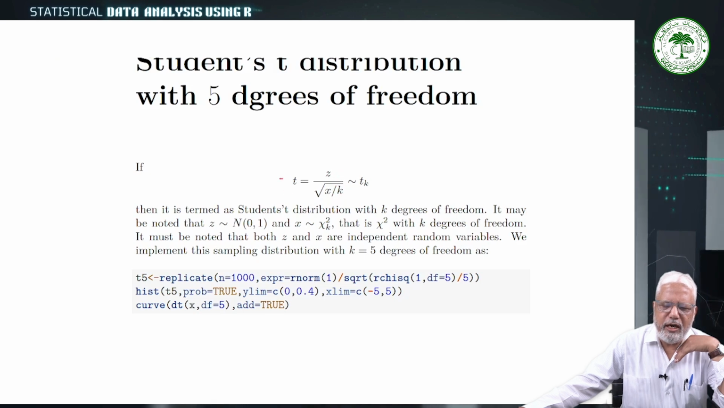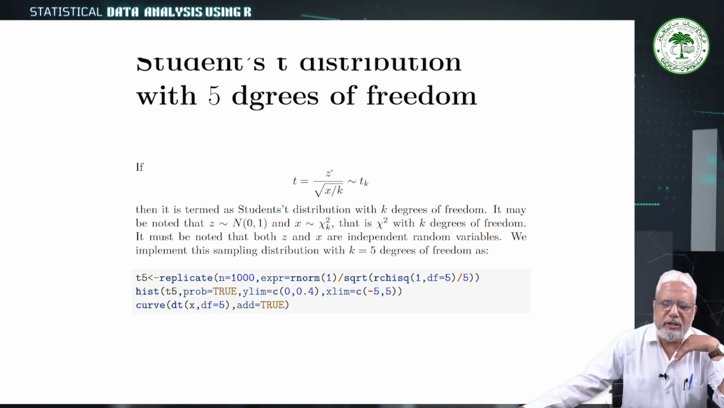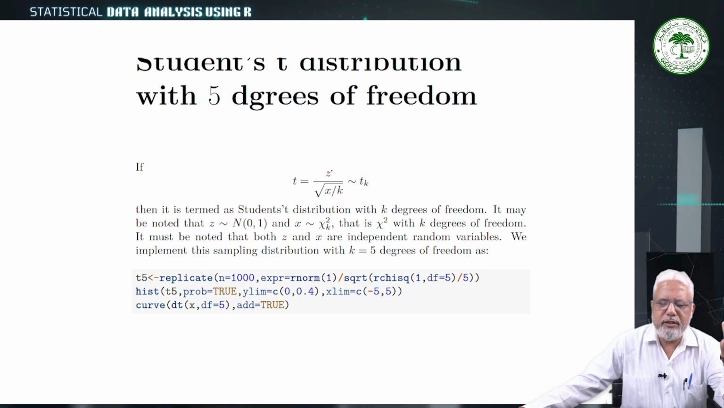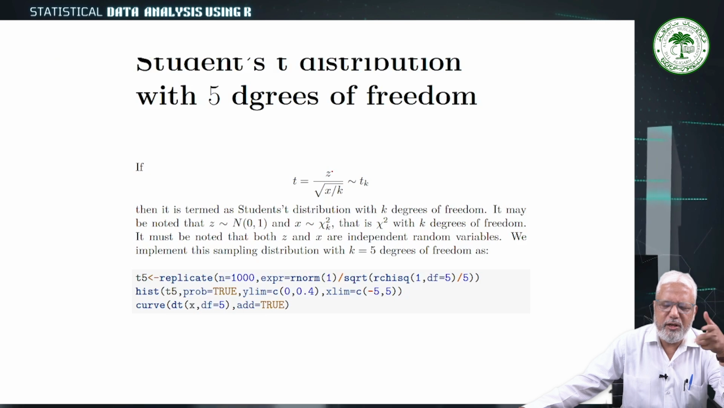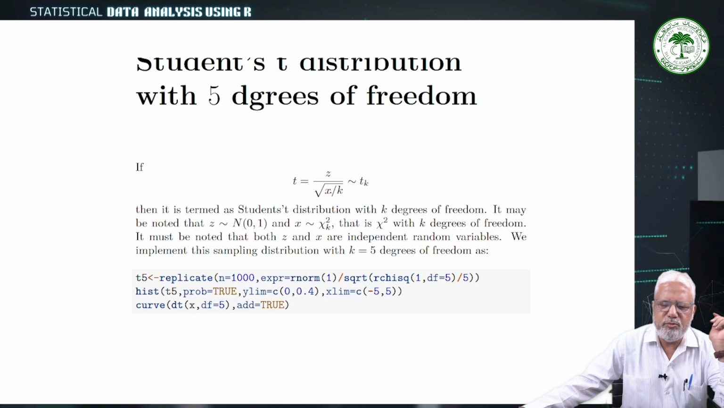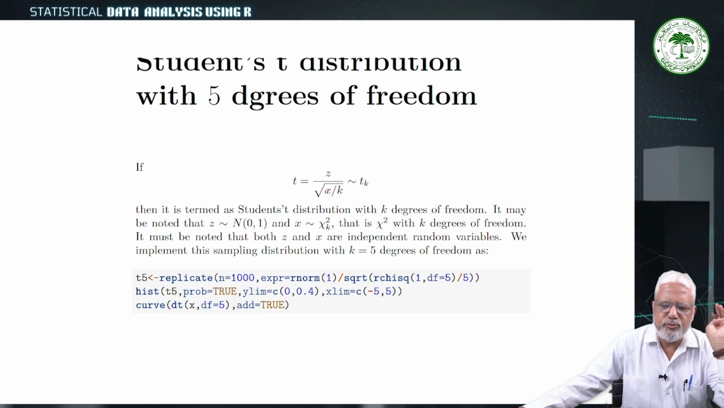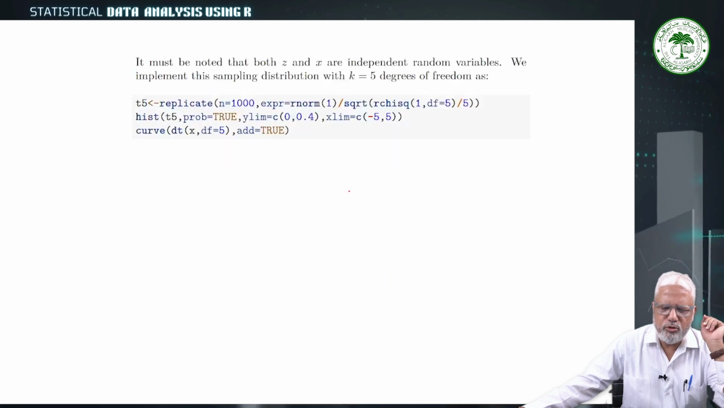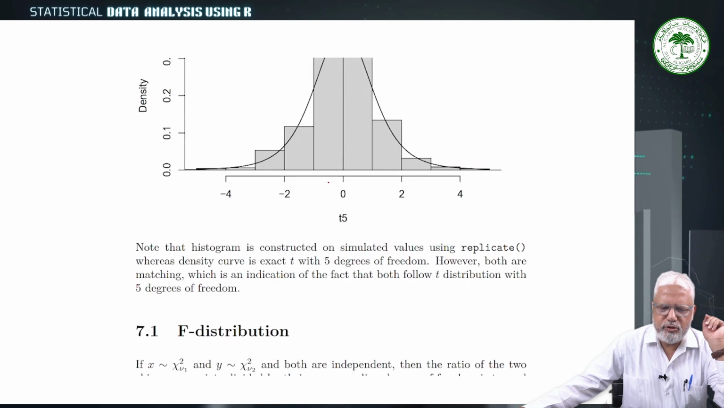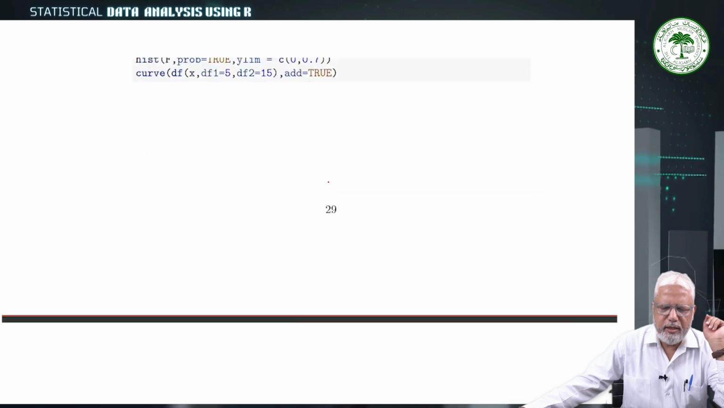If we make square of T, what happens? It becomes Z square. So Z square is nothing but chi-square with 1 degree of freedom divided by the 1, and this also becomes, after squaring, the square root removes, and X divided by the degree of freedom. So T square becomes F distribution with 1 and K degrees of freedom. So same result I have tried to express here in this expression.